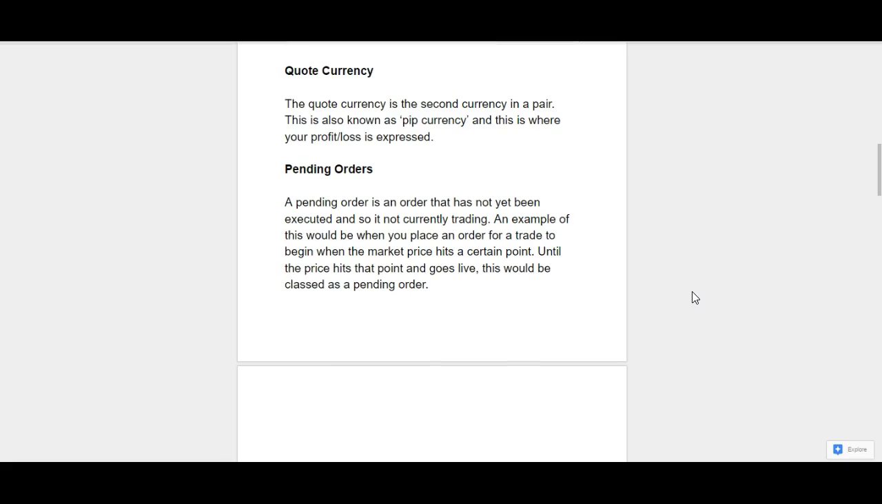Now, I just briefly want to talk about pending orders just to finish off. A pending order is an order that has not yet been executed and is not currently trading. So an example of this would be if you were to place a buy limit or a sell limit order, and you are waiting for the price to hit a certain point before it triggers and goes live. So a pending order is a trade that has not yet hit your entry point.